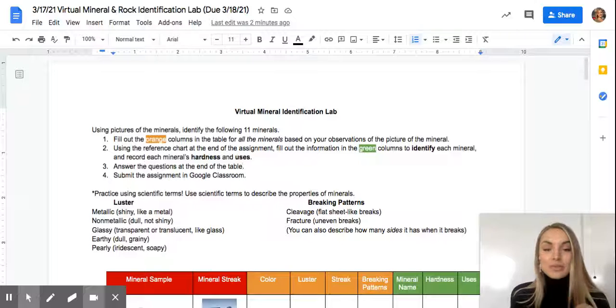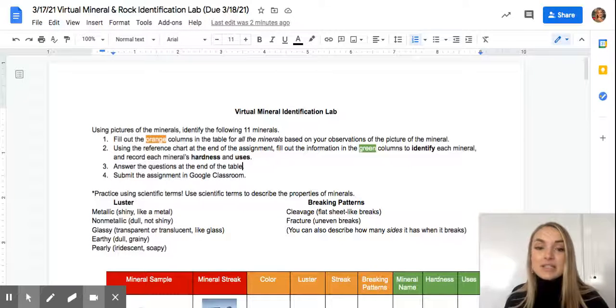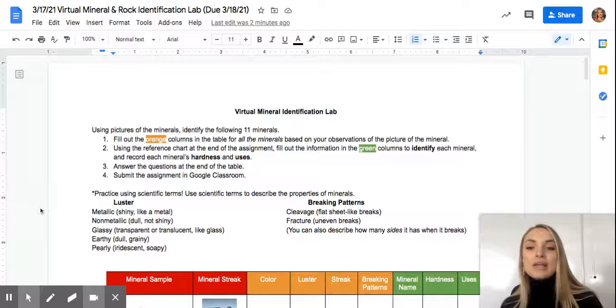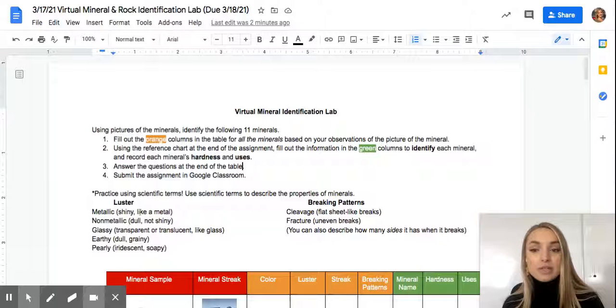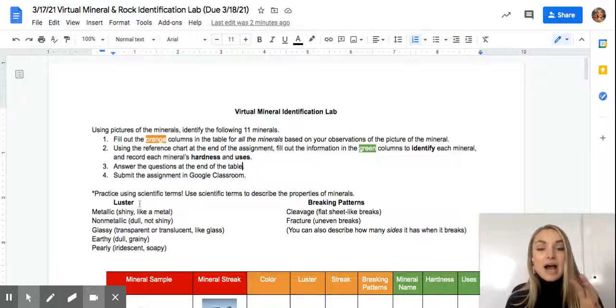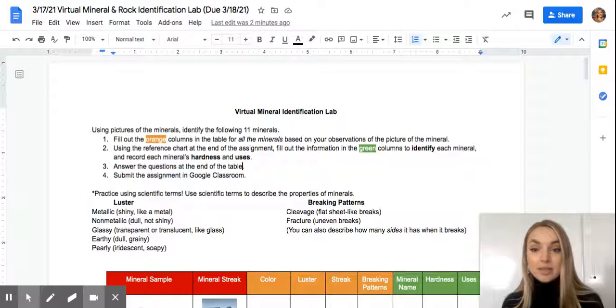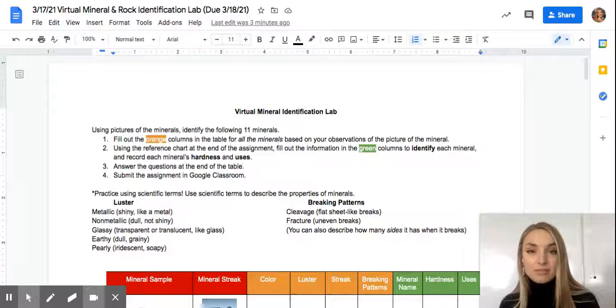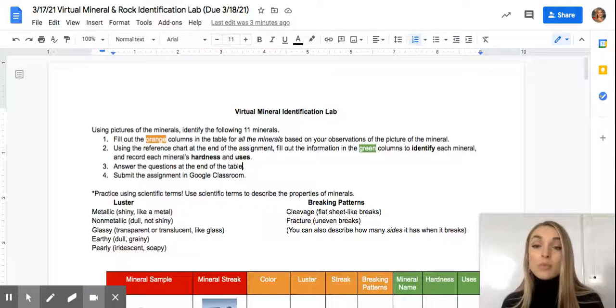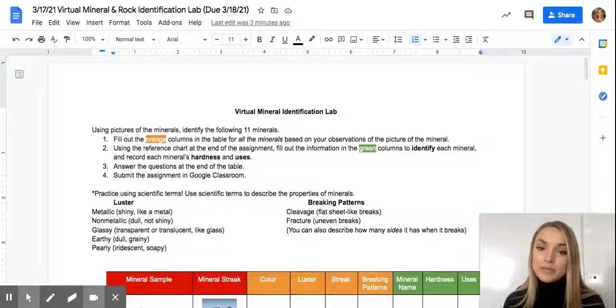So, when we're doing this assignment, we want to make sure that we're practicing using scientific terms to describe the properties of our minerals. So, I gave you some vocabulary words to practice using for luster and for breaking patterns. So, luster, remember, is how the mineral looks. Is it metallic? Is it shiny like a metal? Is it non-metallic? Is it dull or not shiny? Is it glassy, transparent, or translucent, kind of like glass? Earthy, dull and kind of grainy? Or pearly, iridescent and soapy?